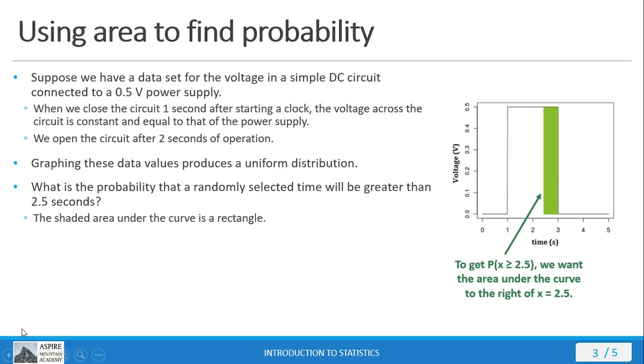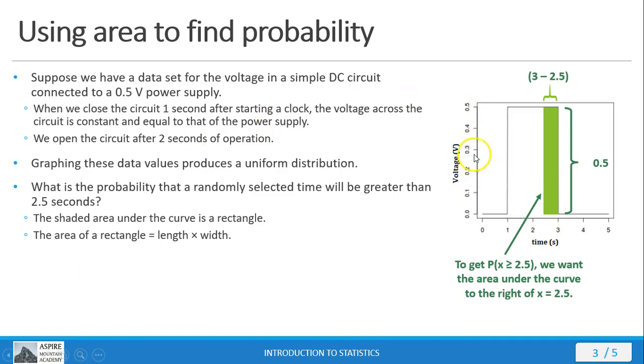Notice that the shaded area, because it's a uniform distribution, is a rectangle. To find the area underneath the curve for the portion that's shaded, all we need to do is find the area of that rectangle. The area of a rectangle is simply its length times its width. We can get those values by looking at our graph. The height of the rectangle, or the length if you will, is going to be 1/2, because we have a 1/2 volt power supply.